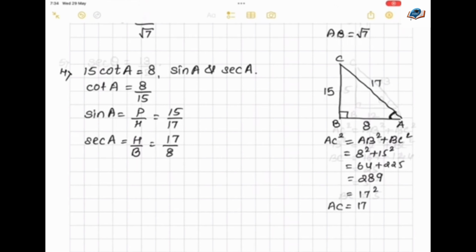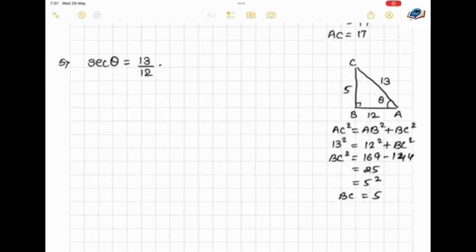Now the fifth one, he has given us sec theta equal to 13 by 12. Find all other relations. So now here sec means hypotenuse upon base. So hypotenuse and base I have kept. So using Pythagoras theorem, AC square equals AB square plus BC square. So 13 square equals 12 square plus BC square. So BC square will be 169 minus 144, that is equal to 25, that is equal to 5 square. So BC I have got 5.